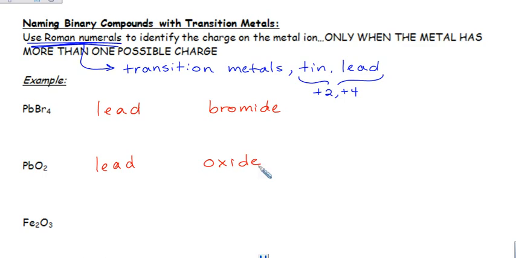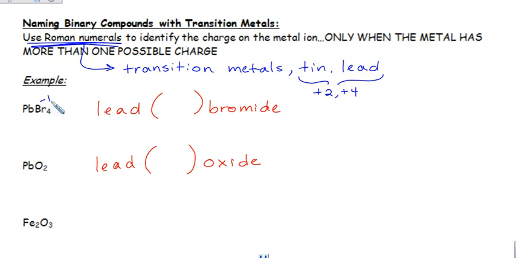But since they can have different charges, if somebody just told me, hey, go in the lab and get some lead oxide, there are 2 different bottles of lead oxide, and their properties are very different. I wouldn't know which one to get unless I knew the Roman numeral, or the charge. So we're going to put in parentheses, and we got to figure out what charge is on that lead. Now again, the bromine is always -1.